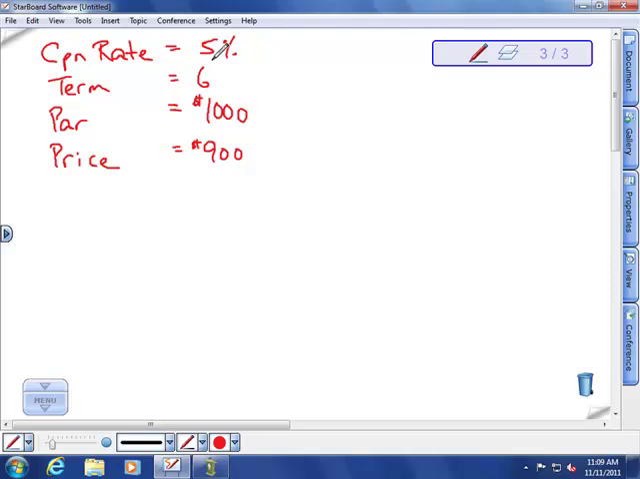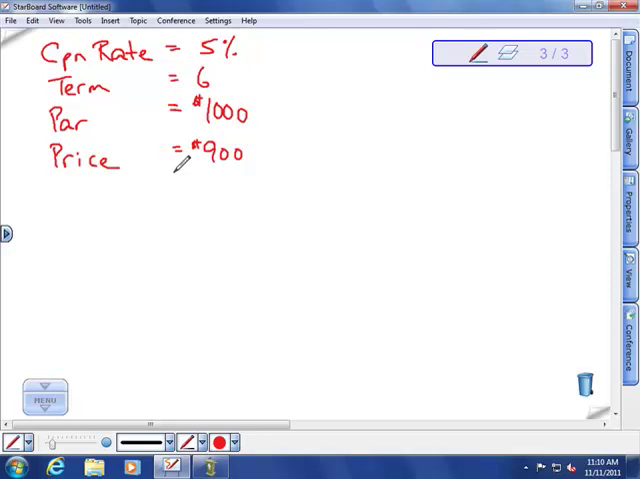So in order to find the coupon, we simply multiply the 5% by the 1,000. That gives us $50. And for simplicity, let's just assume these are annual coupons. So instead of getting $25 every 6 months, we're looking at $50 per year over a term of 6 years. So in the 6th year, we'll receive our last $50 payment and the $1,000 par value. So these cash flows here are priced at $900.